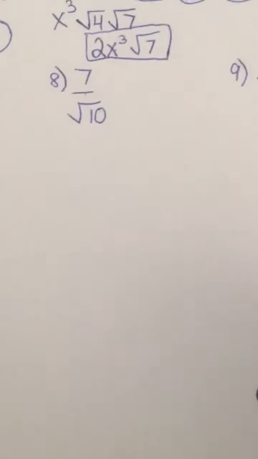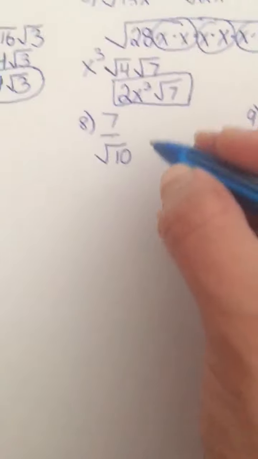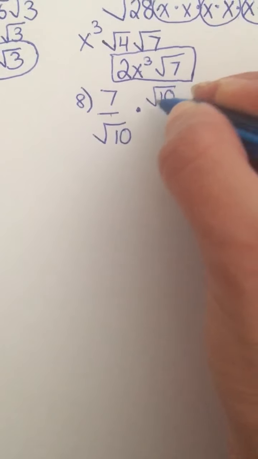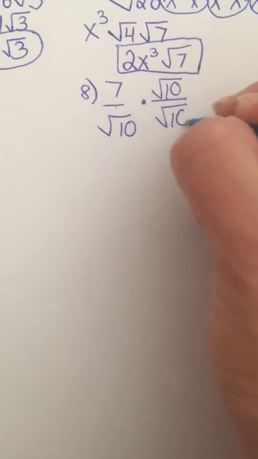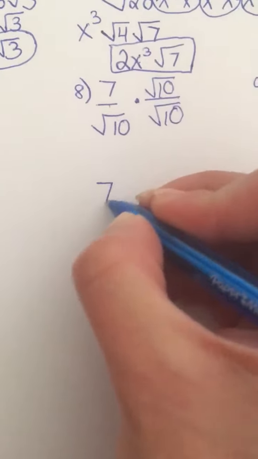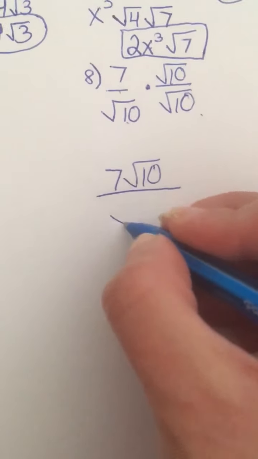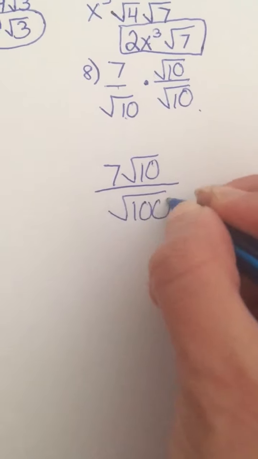The next one might not be as many steps. Let's see. So same process, times radical 10 over radical 10. So in the top we have 7 radical 10. In the bottom we have radical 10 times 10 is 100.